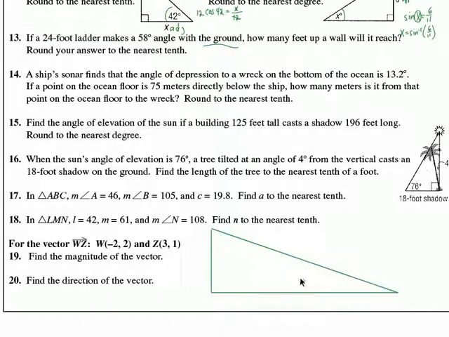Do you agree? Now you've got to be careful. The ship's sonar finds the angle of depression. Which one is the angle of depression? It's from the horizontal. The angle of depression would be this one, right there. And that's 13.2, which is the same as the angle of elevation, which is that angle right there. So it's not this one. That's a common mistake people make.